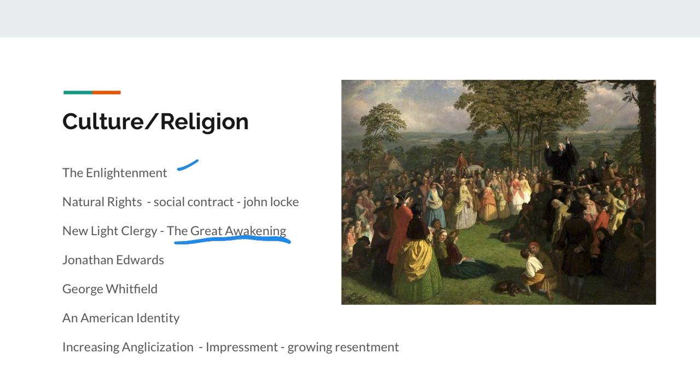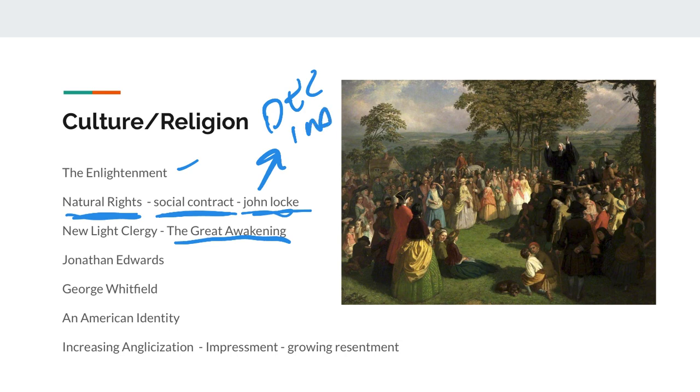One of the major ideas of the Enlightenment was the idea of natural rights, or rights that we are given by God, and thus the idea of the social contract, which means we give up some of those rights to enter into society or government, right? And this was a popular idea for guys like John Locke, who helped to inspire the Declaration of Independence, old Thomas Jefferson, all that stuff. Now, this takes us to the Great Awakening, right?